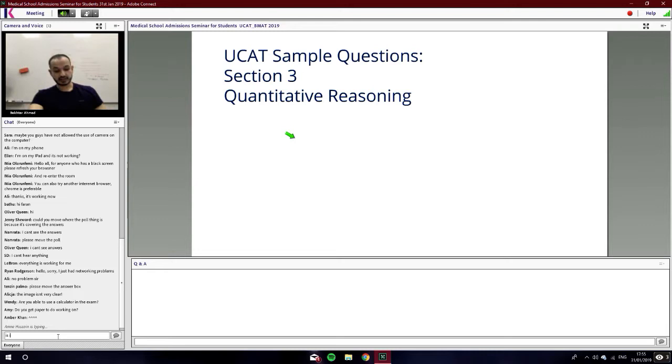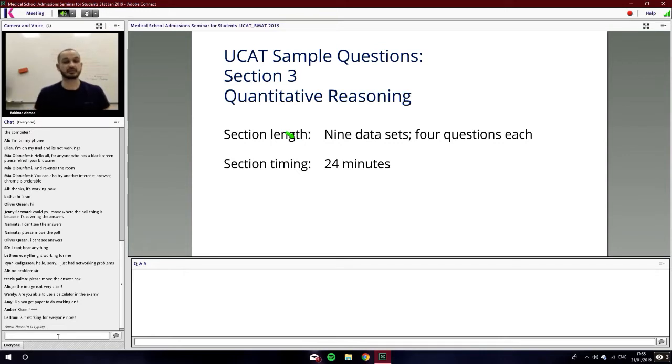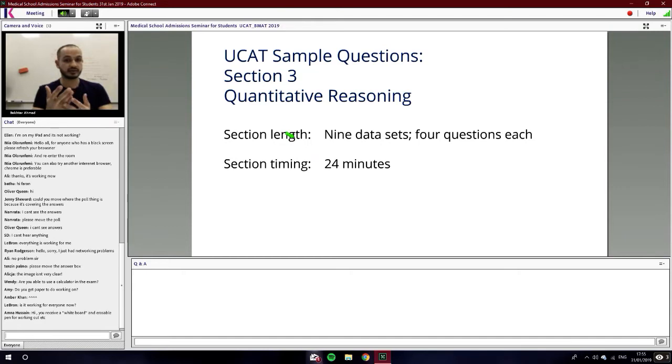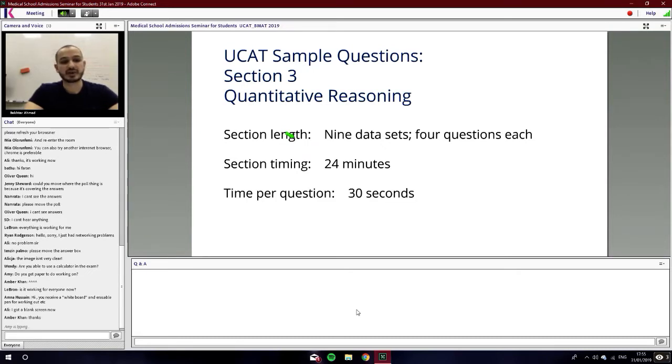Right, let's go to quantitative reasoning, which is the next section, section 3, and you'll have 9 data sets. Think of it quite similar to verbal reasoning. You know how you've got a passage and then 4 questions. In this case, you'll have a data set, which will be either a paragraph or some text, or in most cases, it'll be data, so a graph or a table or something like that. And you'll have 4 questions on each based on that, and then you'll get 24 minutes to answer those questions. Try and spend no more than 30 seconds.